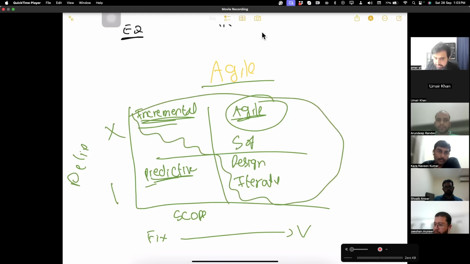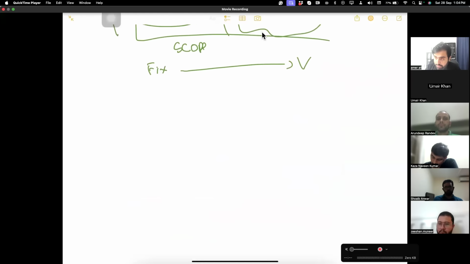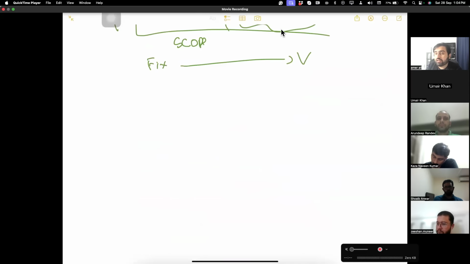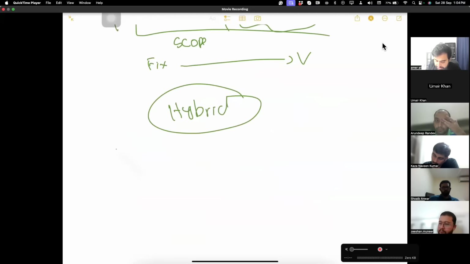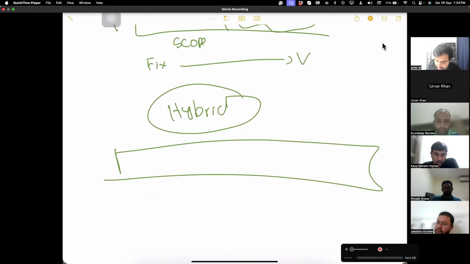All these things, incremental, agile, iterative, are called change driven or adaptive. This is called plan driven. Okay. Then we also say that all the projects in the world are basically hybrid projects. Hybrid is a combination of predictive and agile. Okay.